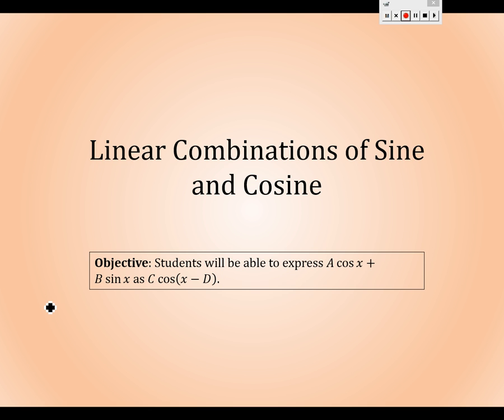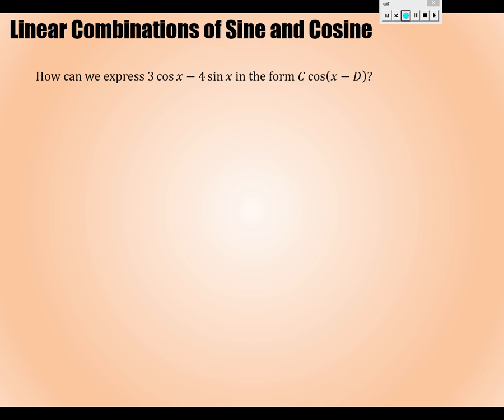It says right here that students will be able to express the following expression: a cosine x plus b sine x as c cosine of x minus d, where a, b, c, and d are all constants. That's our goal for today. If that doesn't get you up in the morning, I don't know what will. I mean, that's a very exciting objective, when you agree. Hearing great excitement. Let's launch right in.